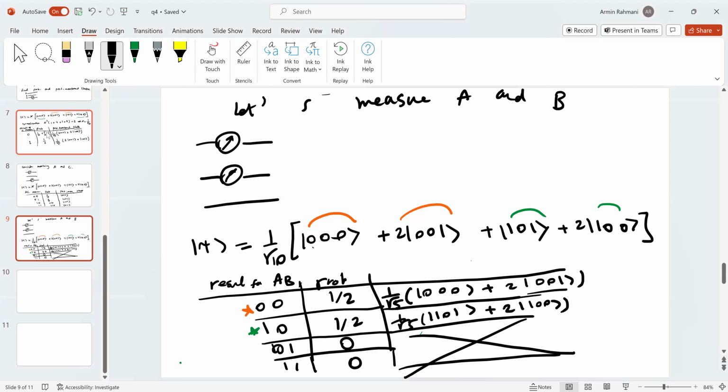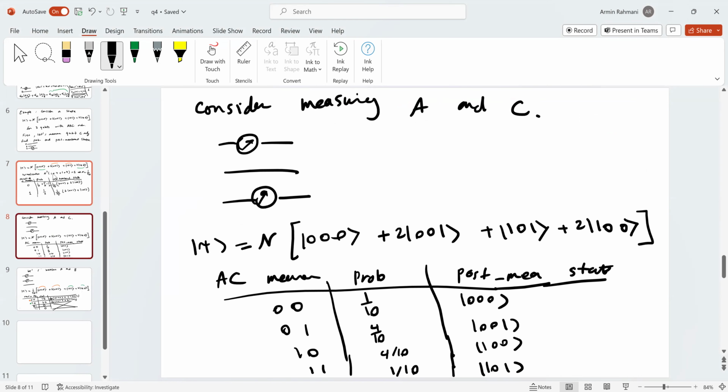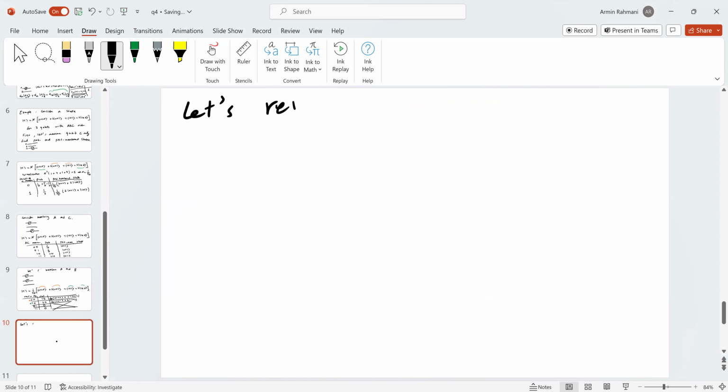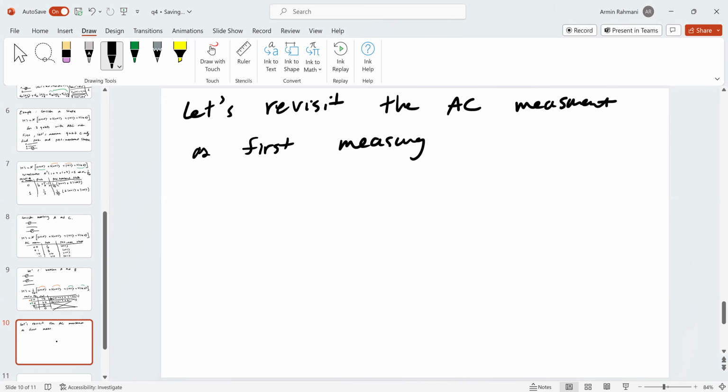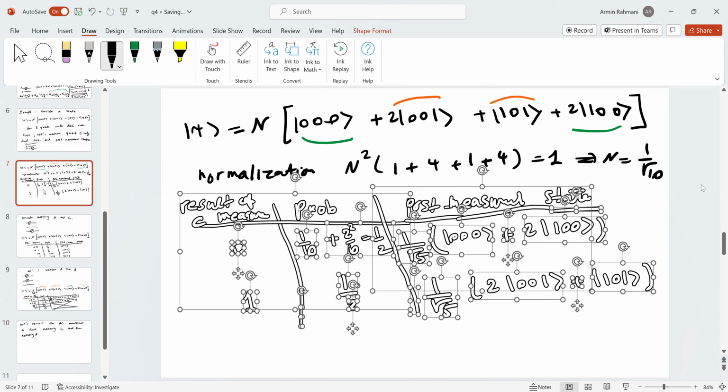So we can go back and first, like we discussed, just measuring, let's say, just measuring C, right? And then I talked about measuring A and C. So suppose I really break this up. I think of measuring A and C as first measuring C and then measuring A. So let's revisit the AC measurement as first measuring C and then measuring A. So if I first measure C, we analyze what happens. That was the story there.